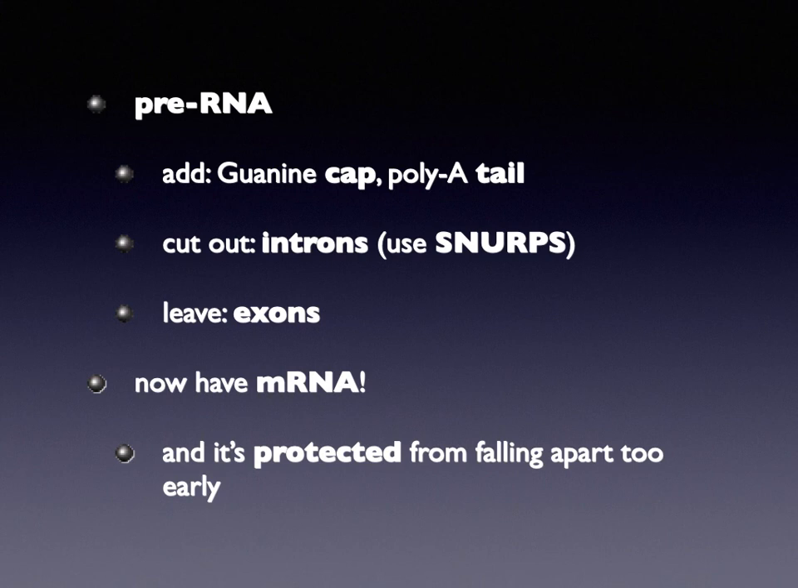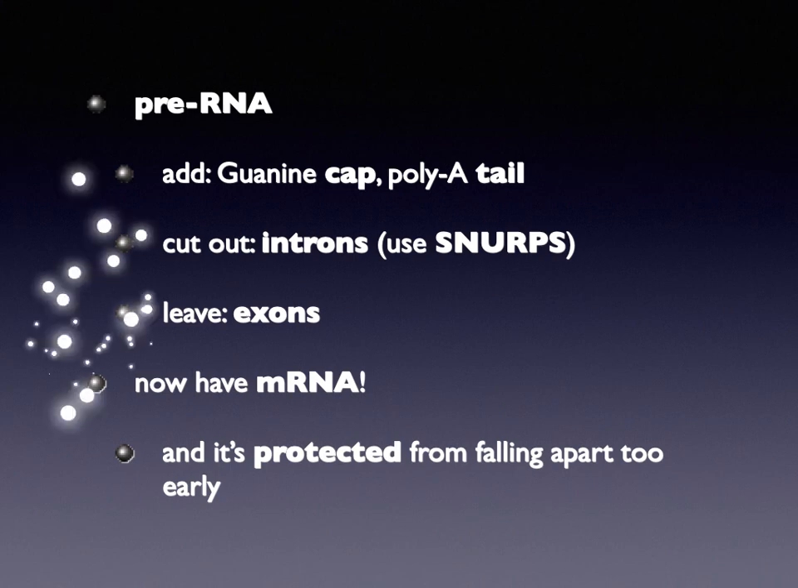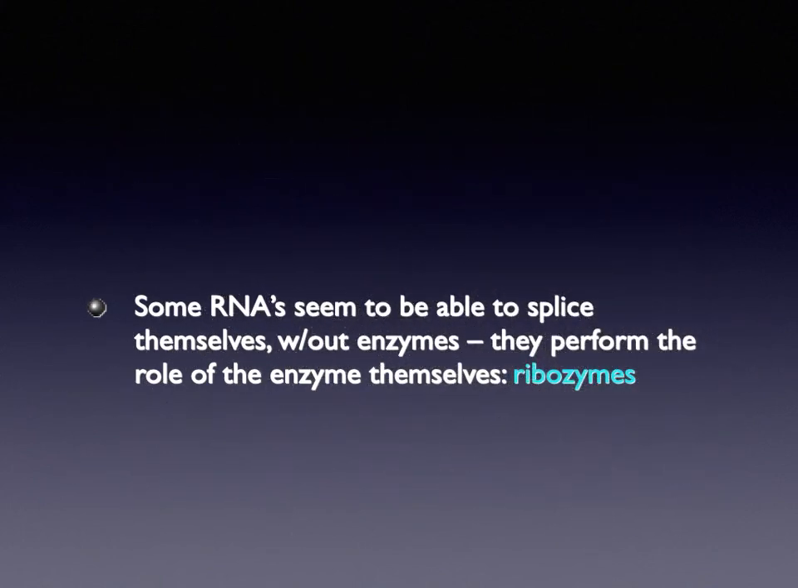So for the pre-RNA, we're going to put a cap, a tail, we're going to cut out the introns using the SNRPs, we're going to leave the exons, and now you have a functional mRNA, and it's protected from falling apart too early. RNA seems to have evolved first because they can perform other functions, and some of those are called ribozymes. It's a mashup of ribosome and enzyme.